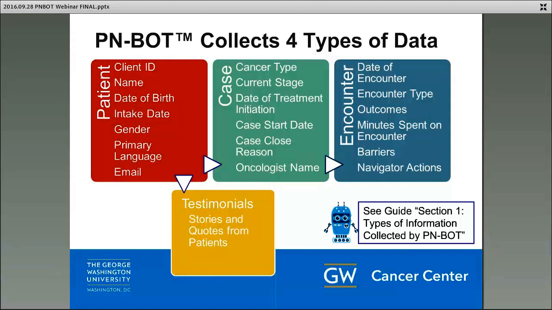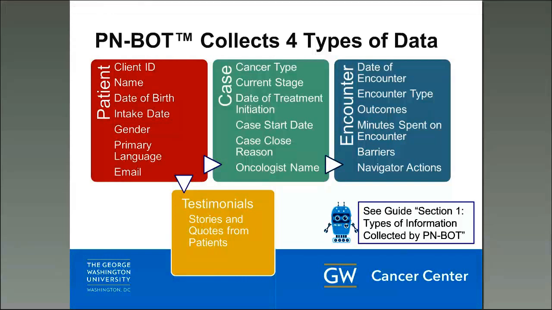So examples of case level variables are things like cancer type, current stage, case start date, case close date, other dates, medical team information, and all the information that has to do with this particular case or episode of cancer. So we realize that each navigation program is different. You might define a case differently, and we don't really try to impose that. We very loosely mean case to mean when navigation services start to when they stop, and that will probably correspond with a cancer episode for most of you who navigate through treatment.